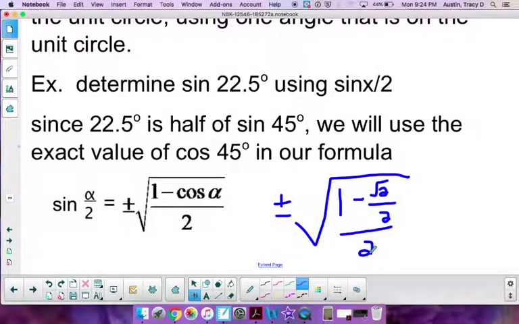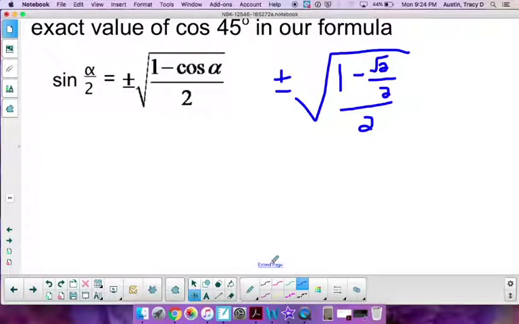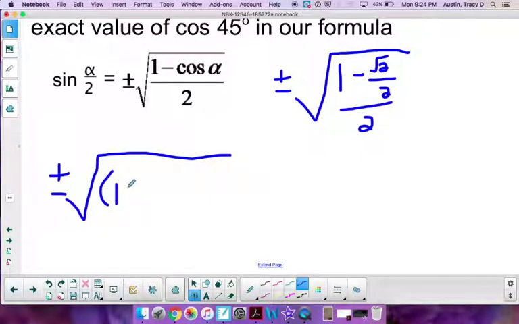Okay, so remember that these take a little bit of work to simplify. First off, we have to get a common denominator in the top. And second, we write this thing out horizontally because dealing with double fractions is just messy. So horizontally is going to be 1 minus root 2 over 2, divided by 2.